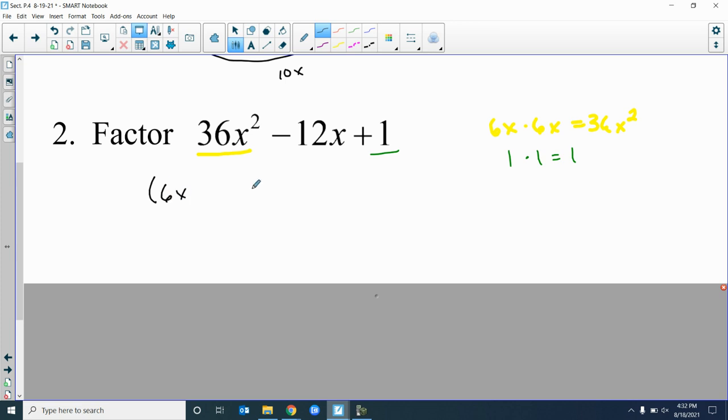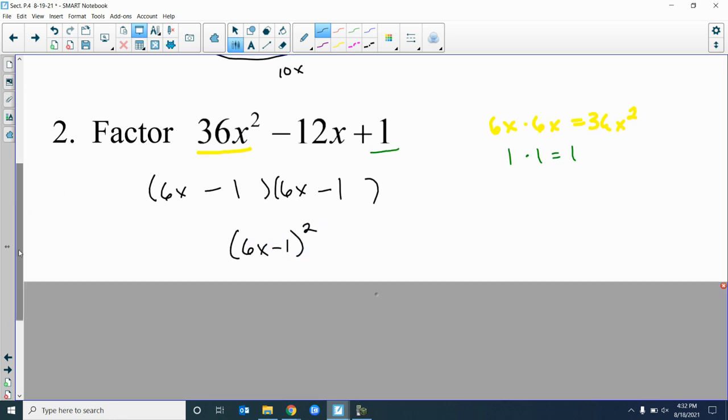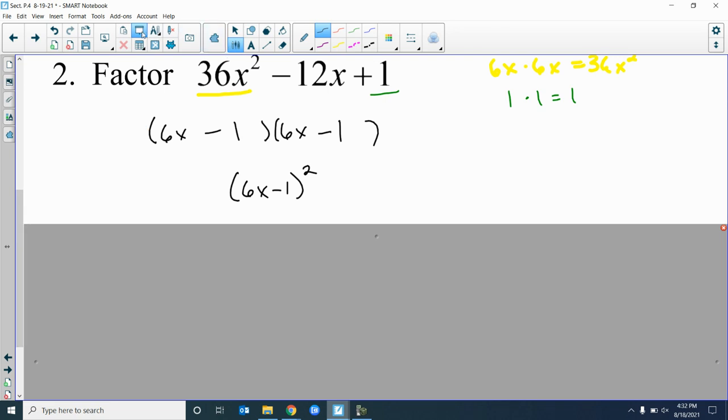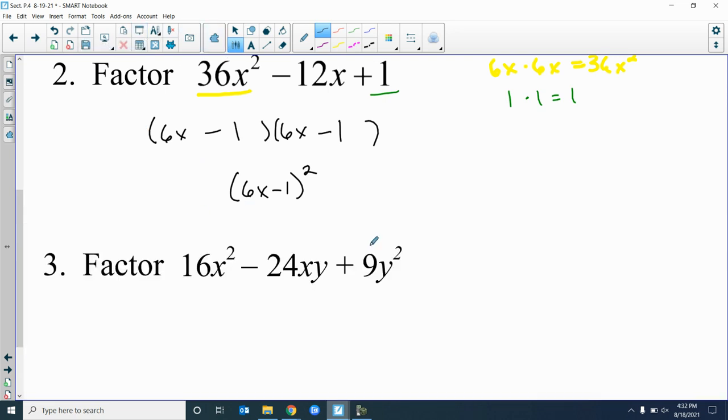Off the bat, I'm going to put a 6x here. I'm going to put a 6x here. Now, you got to watch your signs. These do multiply to get 1, but since that's in the middle of the negative, they both have to be negative. 6x minus 1, 6x minus 1. When I FOIL, I do get minus 12x in the middle. So you can write that as 6x minus 1 quantity squared. So perfect square trinomial, look at the first and look at the last.